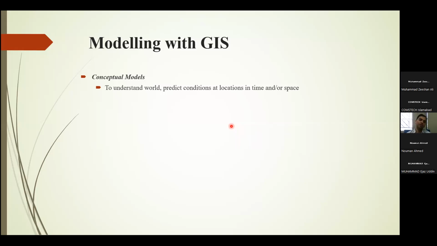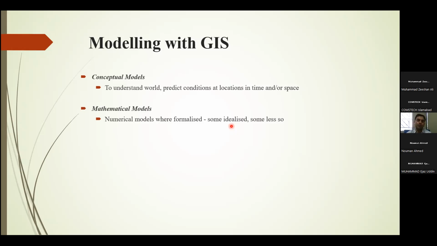So how can we model those types of things, that if the temperature is increasing and the glacier is decreasing, what would be the consequences, how can we model it with the passage of time? That is one of the beauties of GIS, that we can do modeling with GIS using different tools.